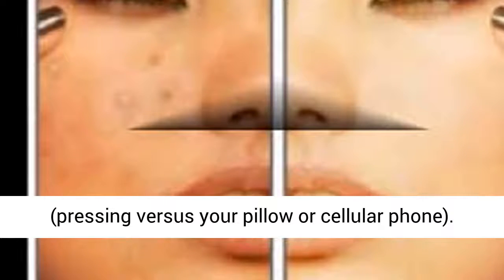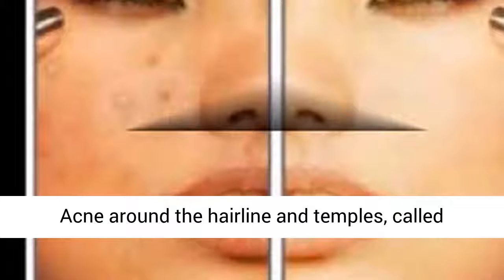Where is your acne? Hairline: hair products and/or cosmetics. T-zone, forehead, nose, and chin: oily skin. Cheeks: rubbing or friction, pressing against your pillow or cell phone. Jawline: hormonal changes. Hairline and temples.